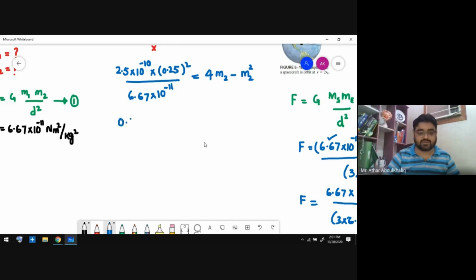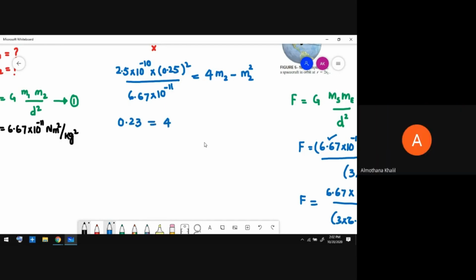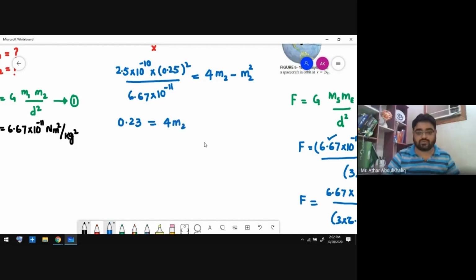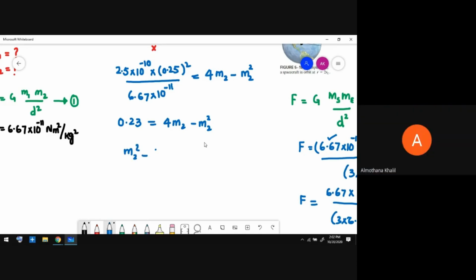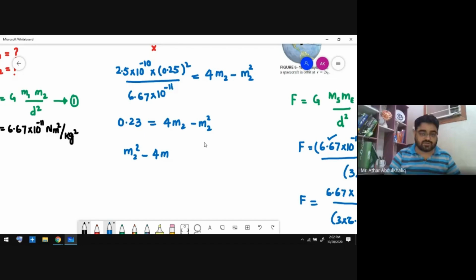I think it might be correct. Let me check. 0.23 is equal to... I get the same answer. Minus m2 squared. Okay, I am writing everything on the right side. So this minus m2 will become m2 squared, but I get minus 0.023. There is another 10, because 10 to the power negative 1, when it goes up, will become 10.